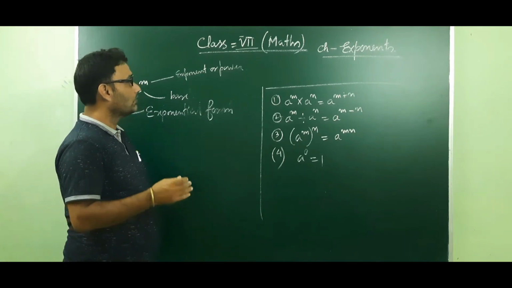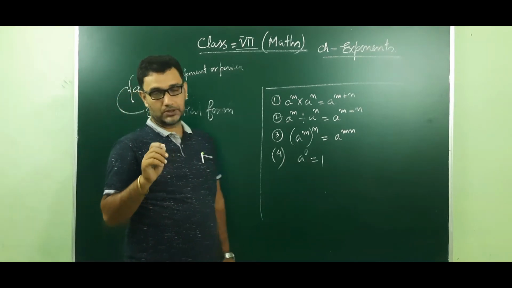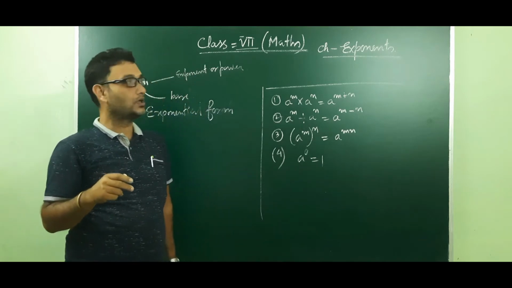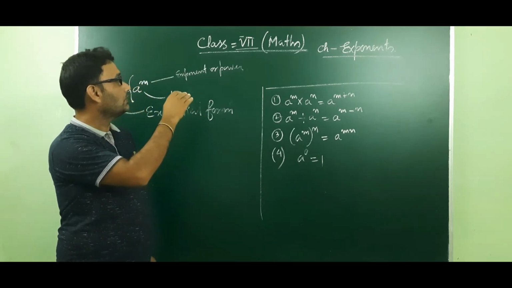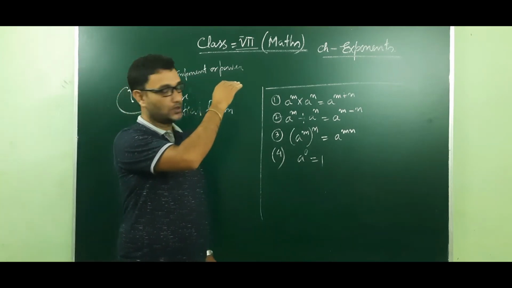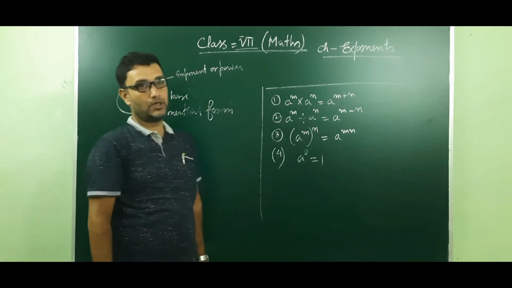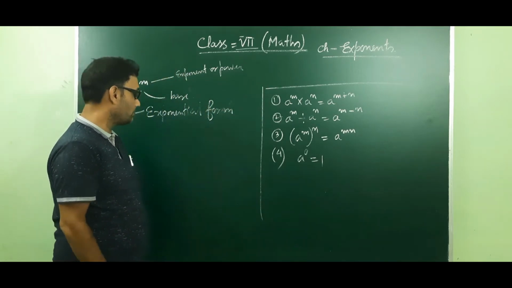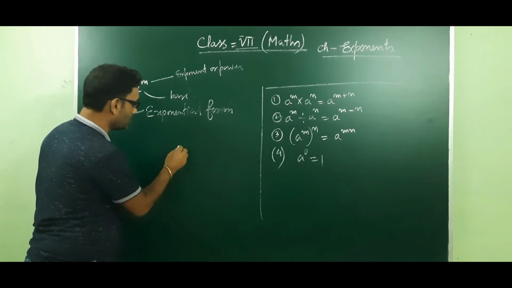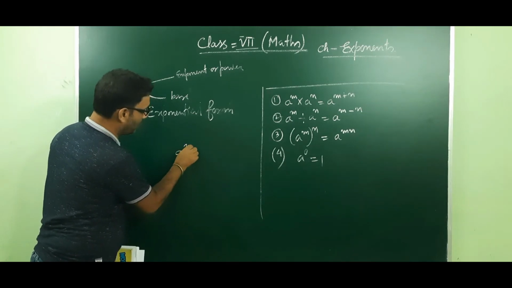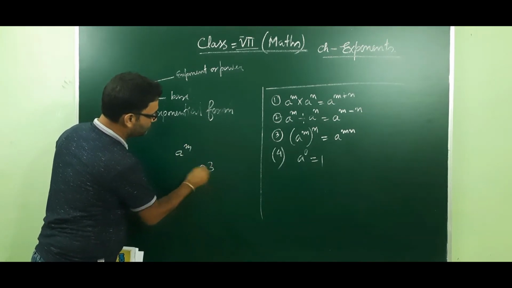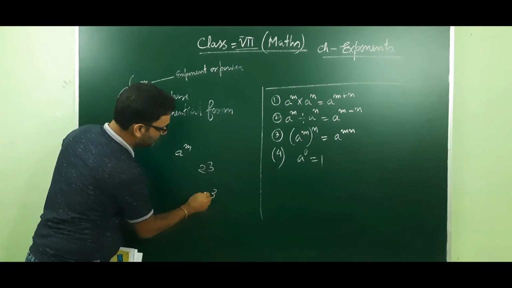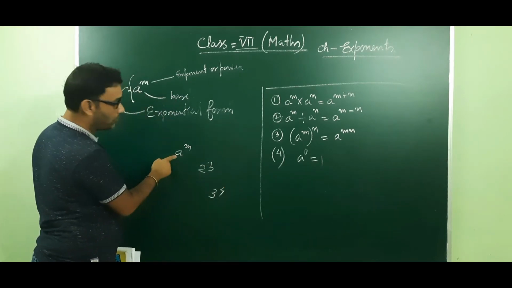Now you see, your 4 chapters in the first unit test portion are over. Now I am going to start chapter 5. The chapter name is exponent. Exponent means, suppose a to the power m, 2 to the power 3, then 3 to the power 4. So how will you pronounce this?